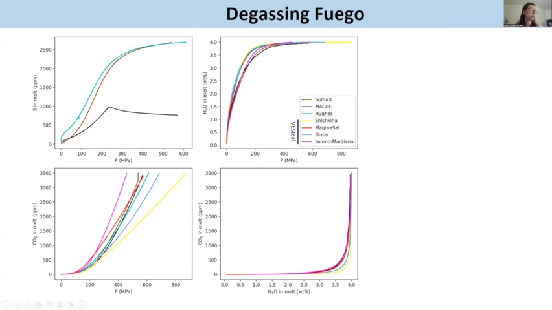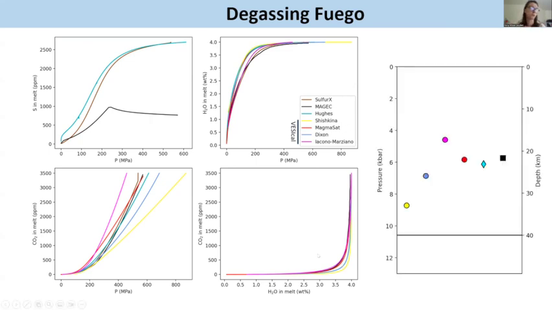CO2 is starting to show a lot of divergence as well. So again, that Shishkina model is showing much, much higher pressures of your degassing initiating. And you can start to see this in the water CO2 plot. You get slightly different slopes. But again, overlaying this on melt inclusion data is not going to look that different in this bottom right.